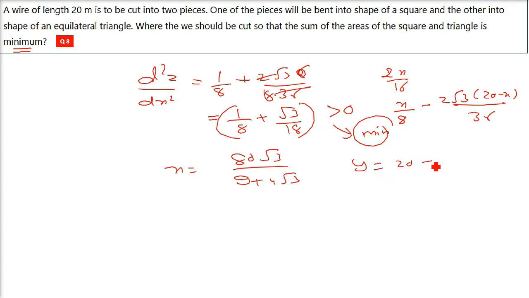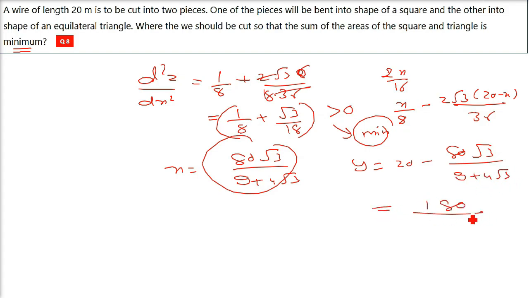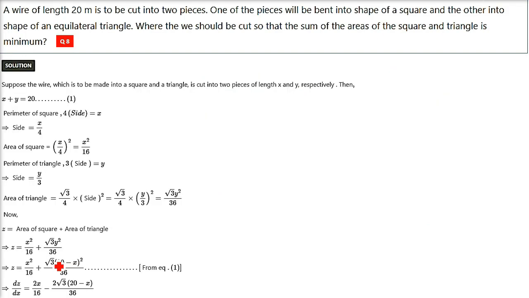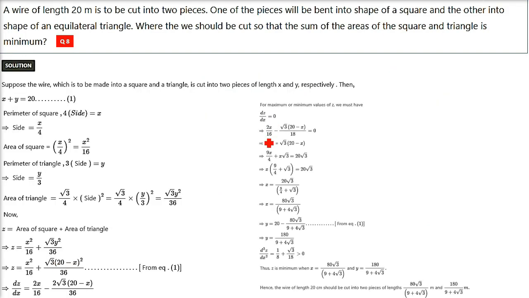So x was 80 root 3 by 9 plus 4 root 3. When you subtract this from 20, y is going to be 180 divided by 9 plus 4 root 3. This is your x and y. Once you get this x and y, this is the final value. So this is the actual solution which is in front of you.